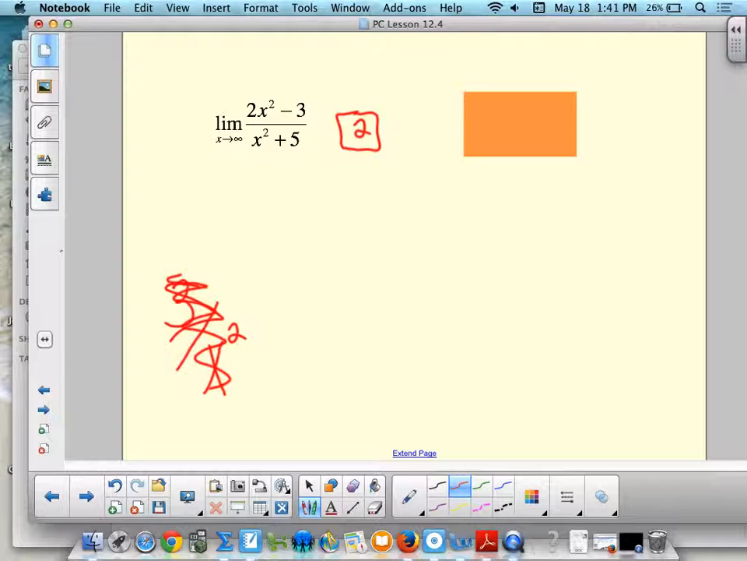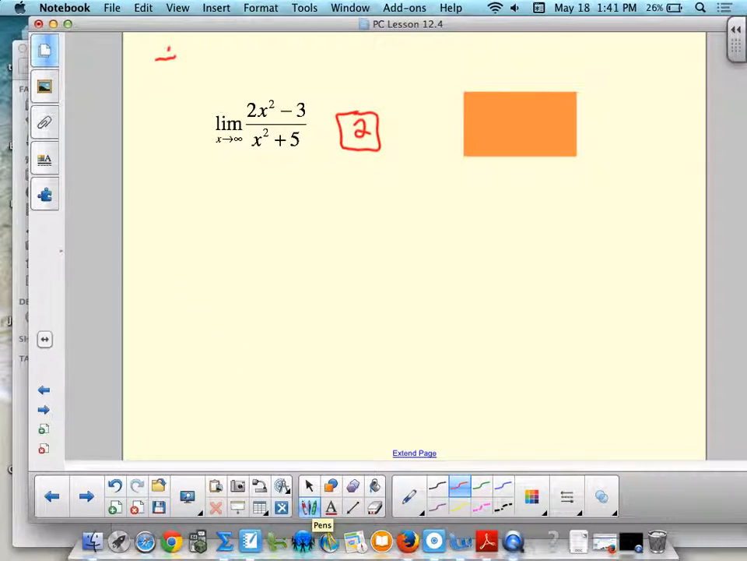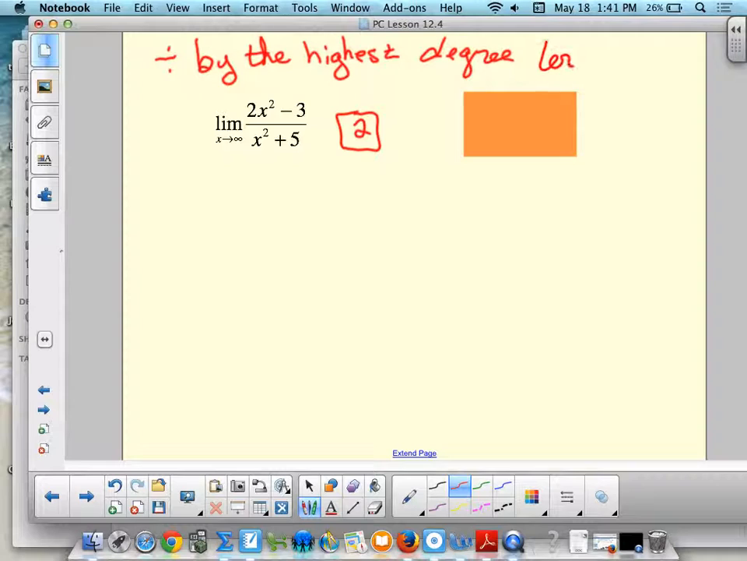Okay, Frankie, why'd you pick x squared? I got to ask you that now. Because that's the largest x term in the denominator. Ooh, you read well. Good job. All right, here's what you do, guys. You divide. This is how you tackle these problems. Divide by the highest degree term in the denominator.